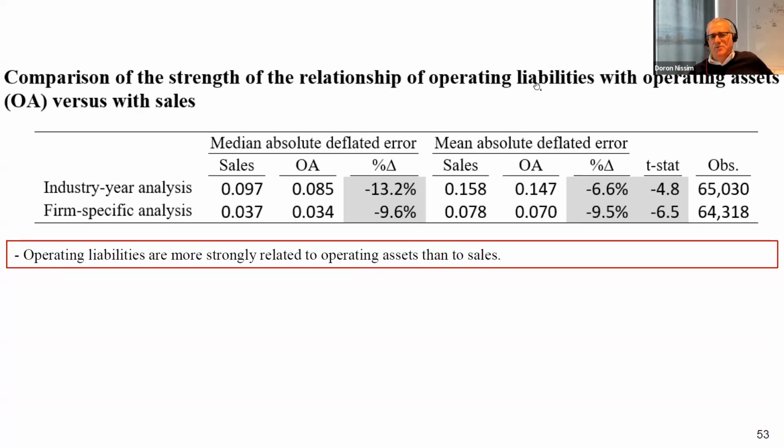This is the same analysis with respect to operating liabilities, whether operating liabilities are more strongly related to sales or more strongly related to operating assets. And again, the result is very clear, both in the median and in the mean. The relationship between operating liabilities and operating assets is much stronger than the relationship of operating liabilities with sales. Again, immediate implication, don't forecast operating liabilities based on sales. Forecast them based on operating assets.